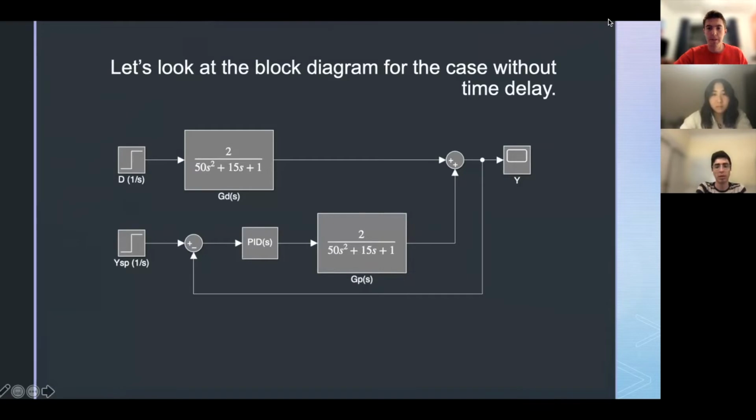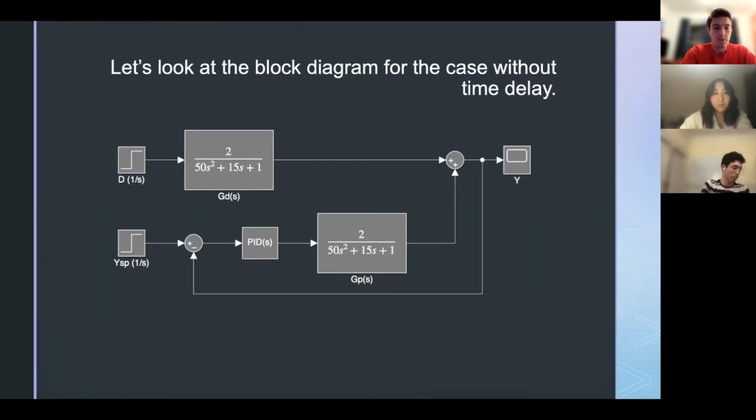So first, before we begin, let's take a look at the block diagram for the case without the time delay. On this upper line here, you can see how we have our disturbance function, which in this case is a unit step. So that in the Laplace domain is 1 over s. That disturbance is fed into the disturbance transfer function, which in this scenario is equivalent to the process transfer function.